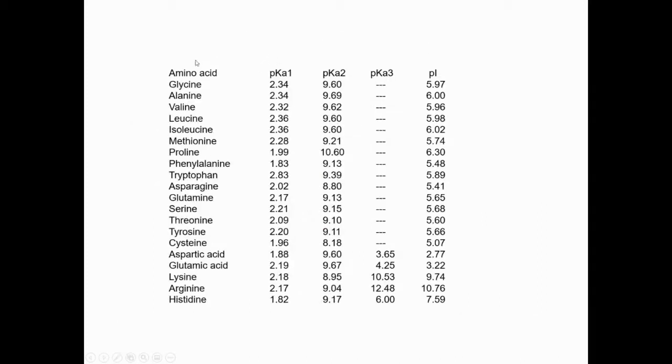And this is just a group of the pK1 and pK2 values of each amino acid. So the pI for glycine will be this plus this divided by 2, which gives you 5.97. Alanine, 1 plus 2 divided by 2, gives you 6.0. And then for the positively charged amino acids, like arginine and histidine, for the pI you have to take these two numbers, pK2 and pK3, and divide by 2.